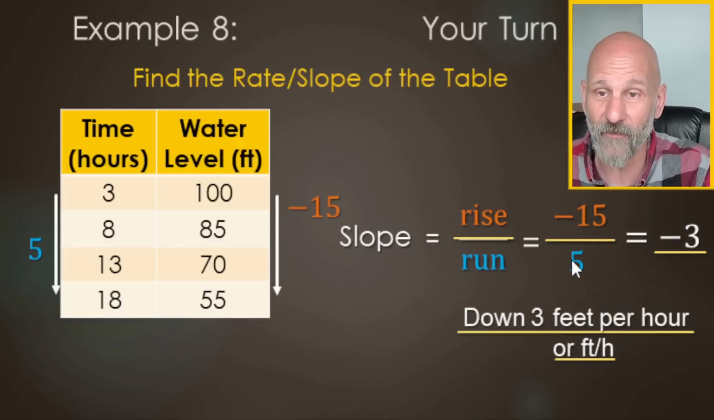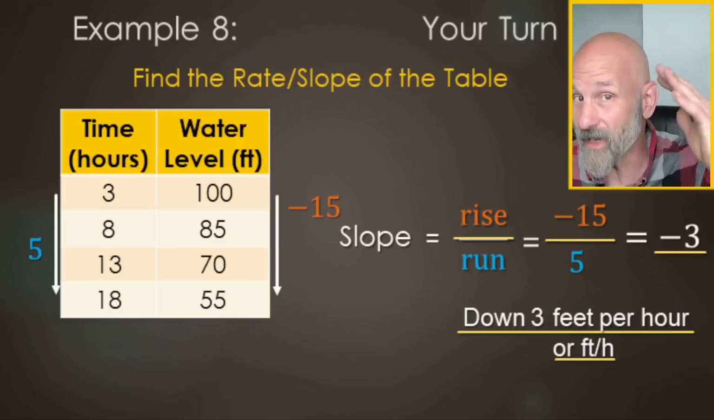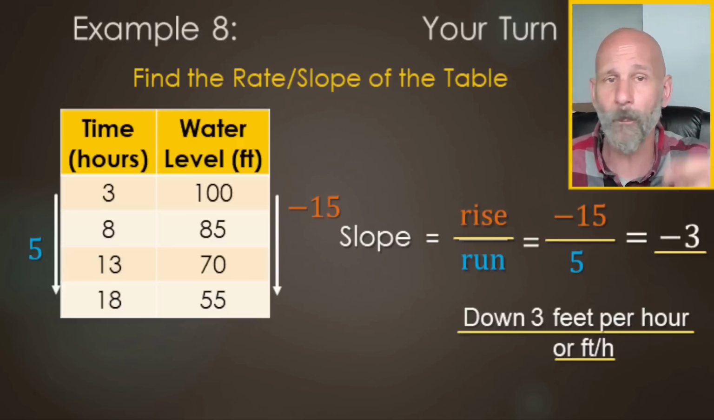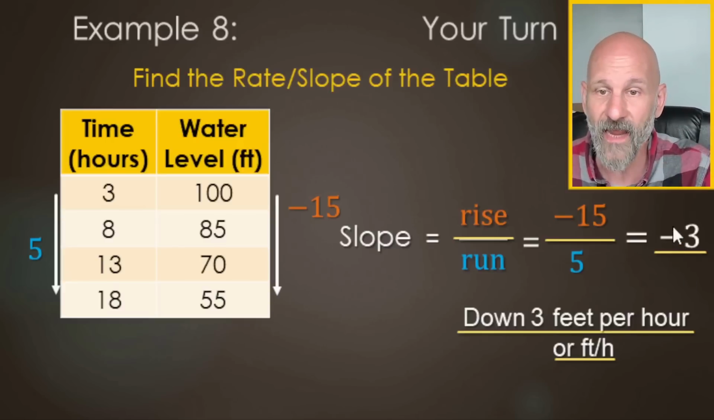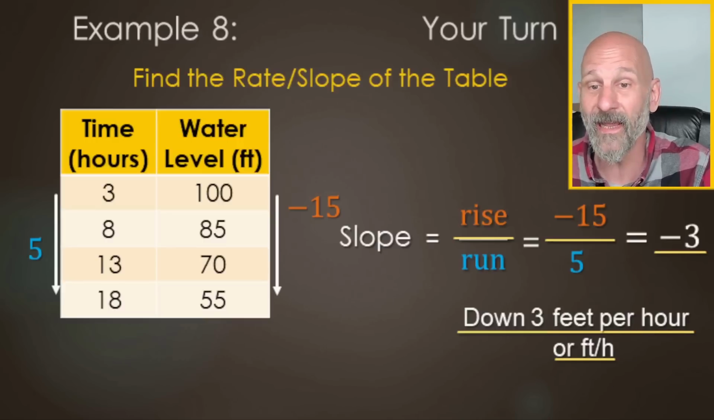So we have negative divided by positive, that's negative, and then 15 divided by 5 makes 3 there. So the slope is negative 3, but when we're thinking rate, you actually have to use English to determine which direction this is. So this negative goes with the word down. It's water level, so it's going down 3 feet per hour. So the slope would be a negative 3.